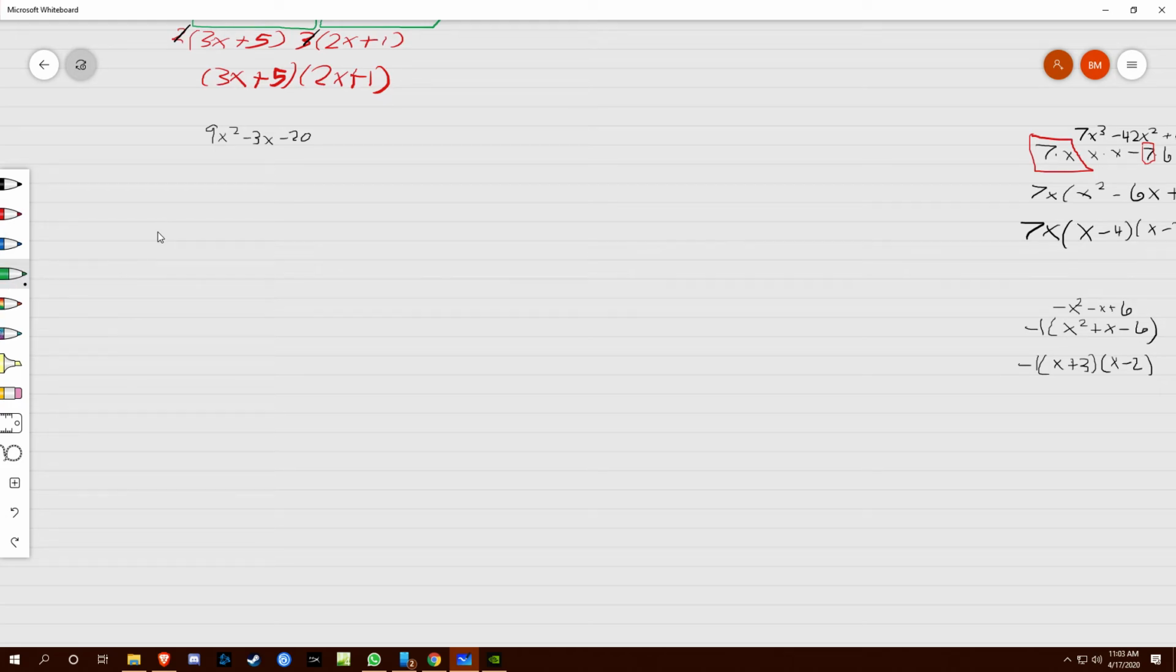This next box problem, again, is 9x squared minus 3x minus 20. There is no common factor between all three, between 9, 3, and 20. So we'll have to follow our AC steps. We have a trinomial. We are now going to multiply A times C. So we have 9 times negative 20, and that's going to be negative 180. Now we're going to make a new trinomial.